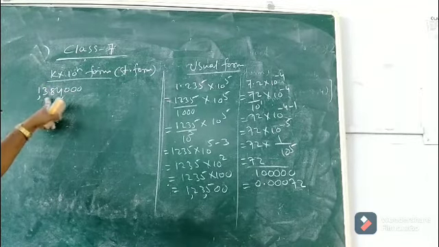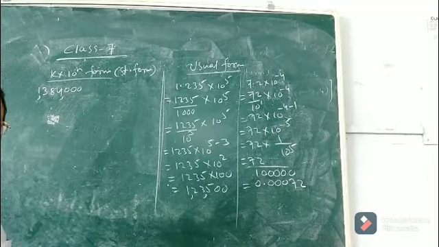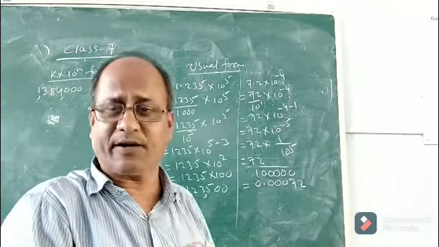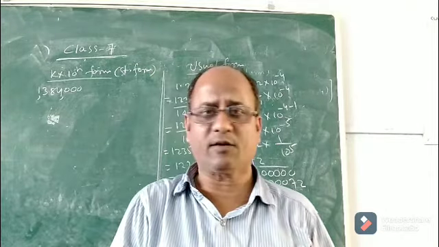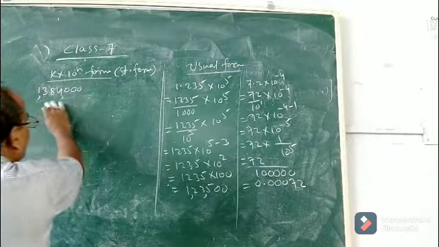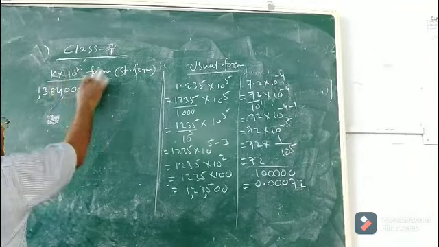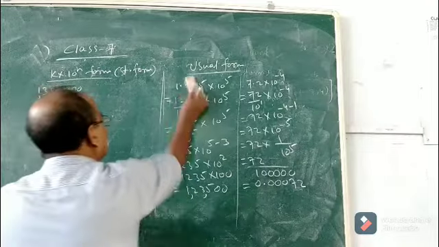See, suppose you are given a number, 1,384,000, 1 million, international system of naming. In class 5 we had read the international system of numeration. So suppose you are given such a big number, how to change it into standard form or k into 10 to the power n form? What is the procedure? I have told you, children.